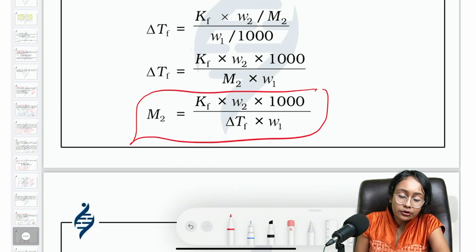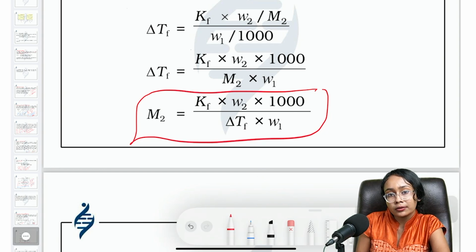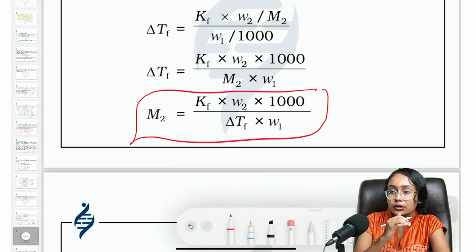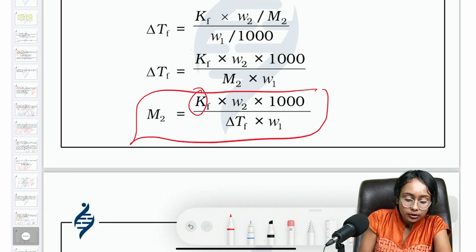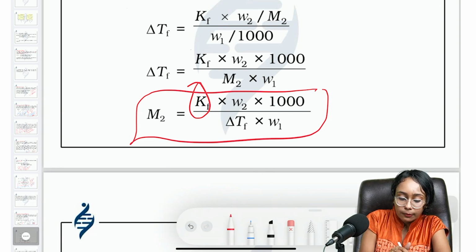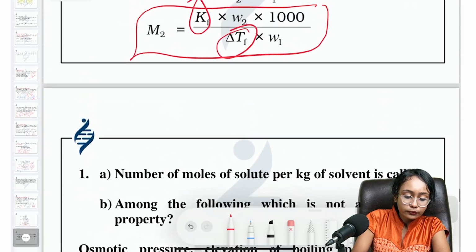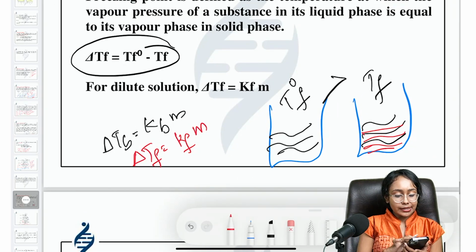What's the only change that you can see in the equation of molar mass of solute in the case of elevation of boiling point and depression of freezing point? The only difference is that the Kf is substituted by Kb, and delta Tf is substituted by delta Tb in the case of elevation of boiling point. That's the only difference. So shall we do a problem from the freezing point section?